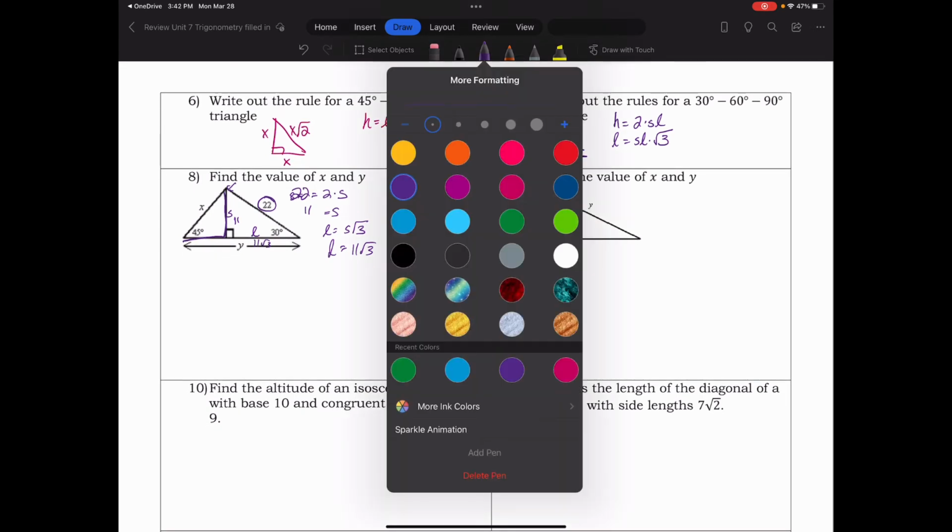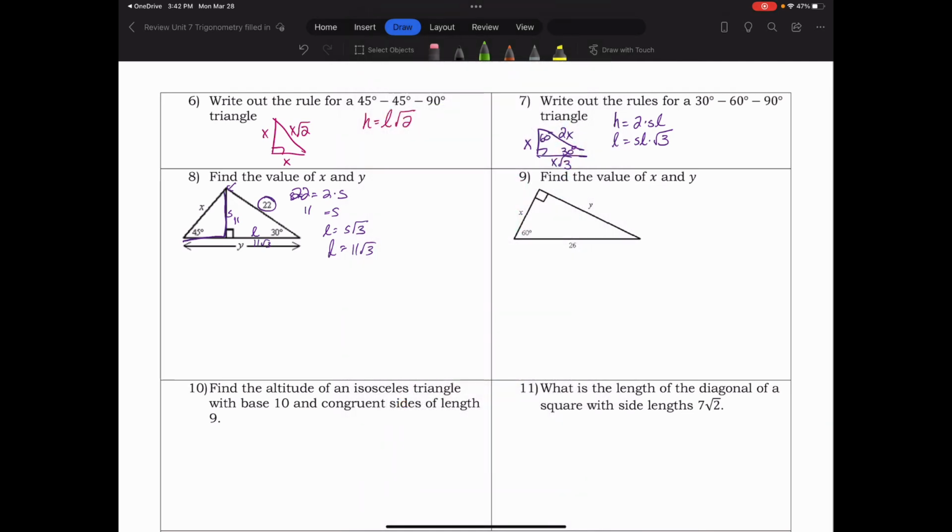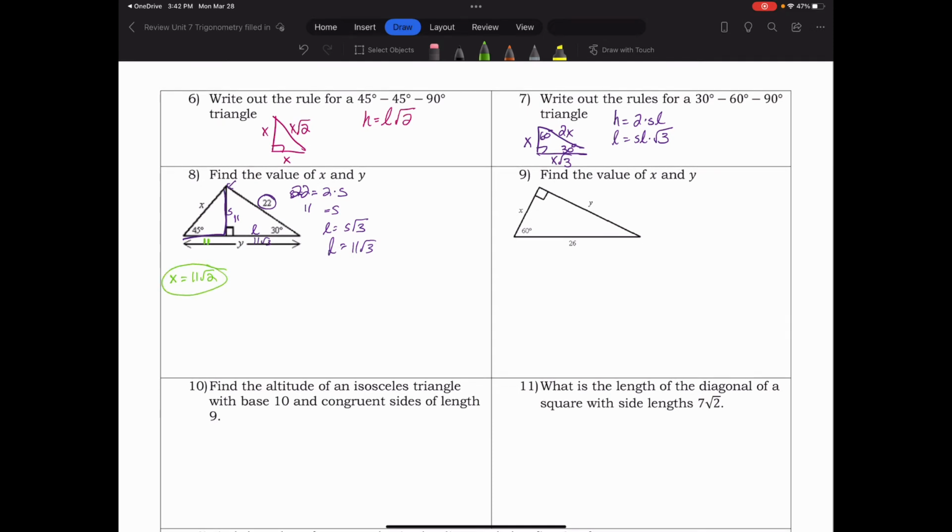Knowing that that is 11, I know that this side right here is 11, and I know for my 45, 45, 90, my hypotenuse is equal to my leg times radical 2. So x has to be 11 radical 2. My y value is actually going to be this entire thing. Y is going to be the 11 part plus the 11 radical 3, and that's your entire answer.